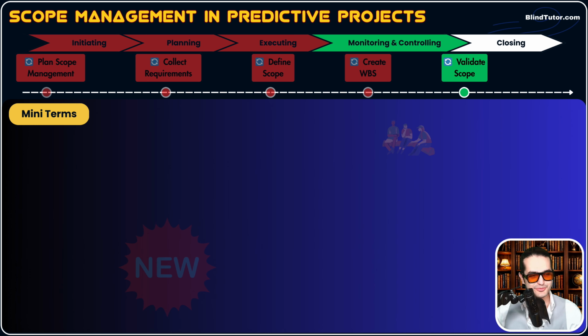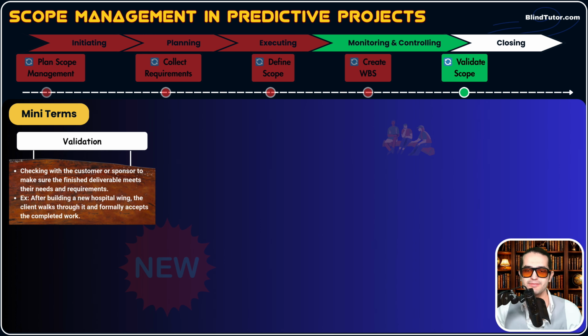Before getting into details of the validate scope process, let's learn some terms that we will use during this tutorial. First one, validation. The process's name is validate scope. What does validation mean? Validation means checking with the customer or sponsor to make sure the finished deliverable meets their needs and requirements. For example, after building a new hospital wing or hospital department, the client walks through it and formally accepts the completed work.